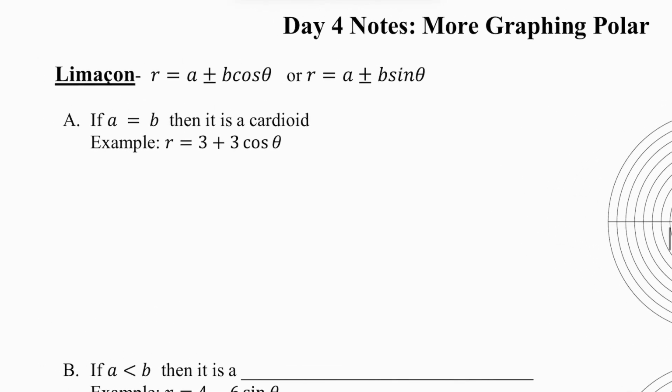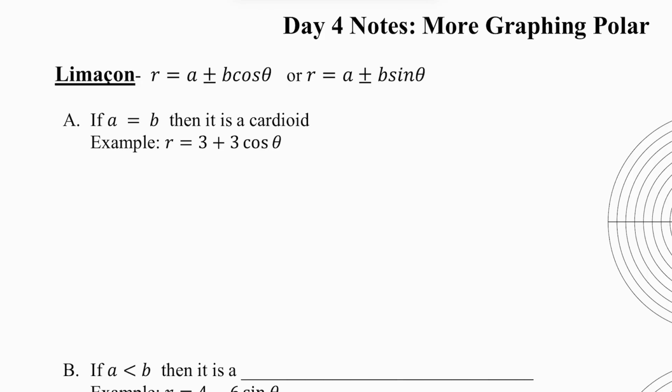So they're not quite roses like what we did on the last one because we have this a plus or minus b in both of these, and we have cosine and sine. So these are called limaçons. Roses don't have a plus or minus. So bear with me with these notes.